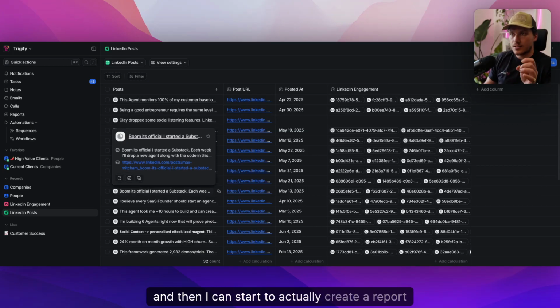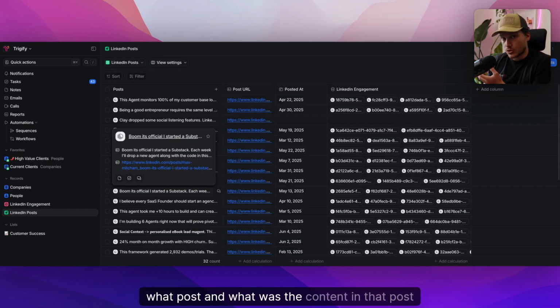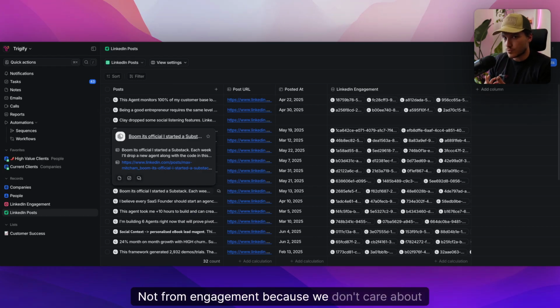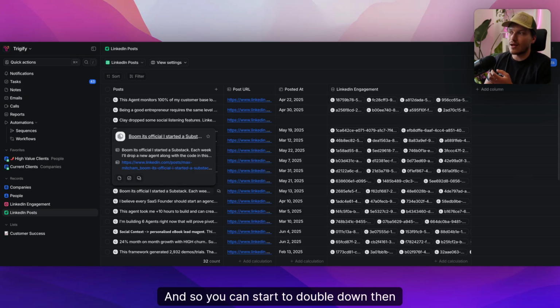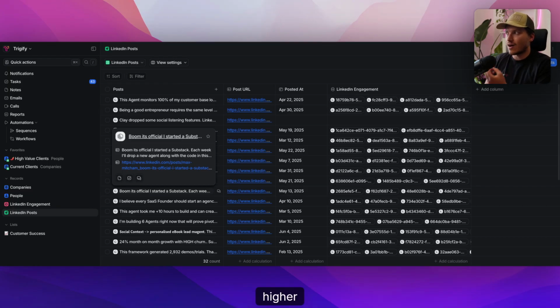And then I can start to actually create a report to understand what post, and what content in that post, has the highest conversion rates, not from engagement, because we don't care about that, not from impressions, because we don't care about that, but from an actual conversion perspective. And so you can start to double down on the content that is actually converting at a higher rate as well.